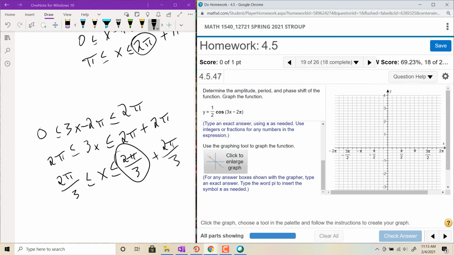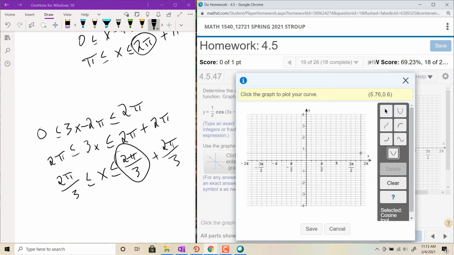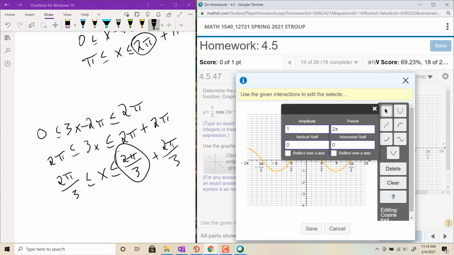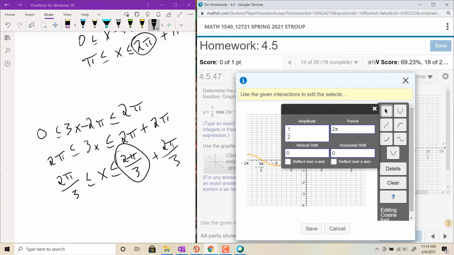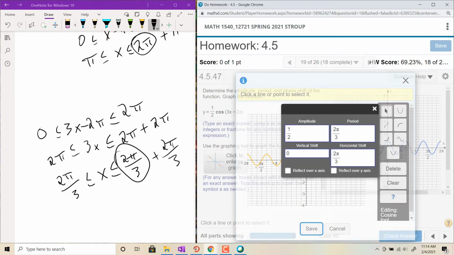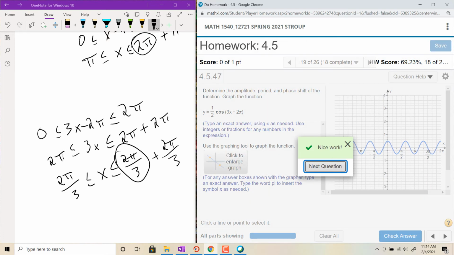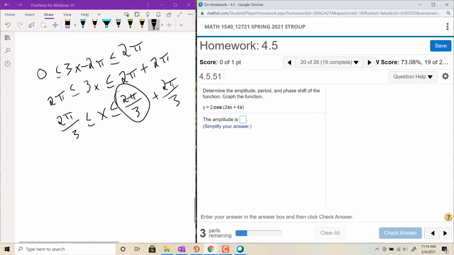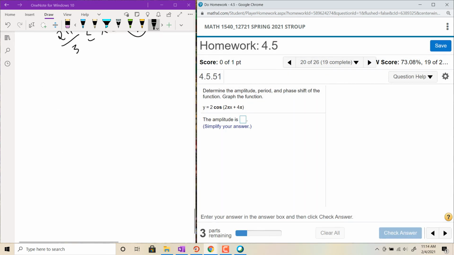Yay. Cosine, boom, boom. Amplitude 1/2. Period 2 pi over 3. Horizontal shift or phase shift 2 pi over 3. Save. Answer. And now I'm starting to get tired of the cosine function. It's 4 pi, let's go with 2 pi. Let's just get the period and phase shift stuff out of the way.